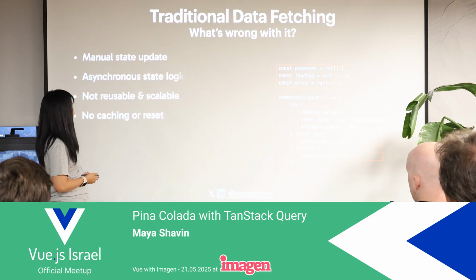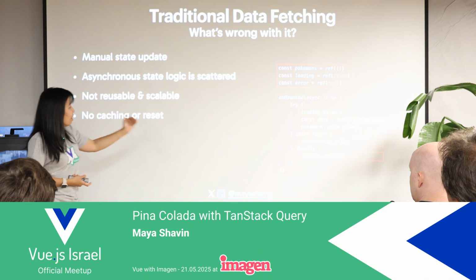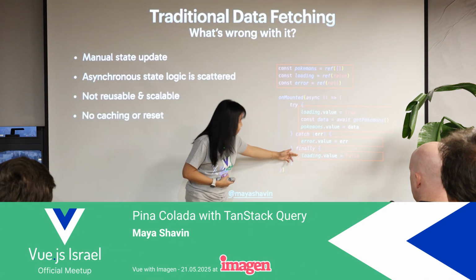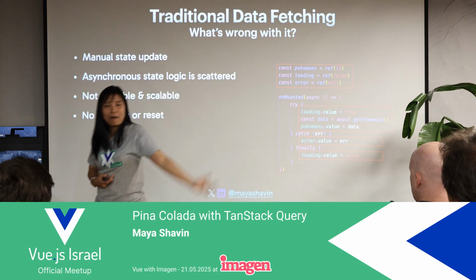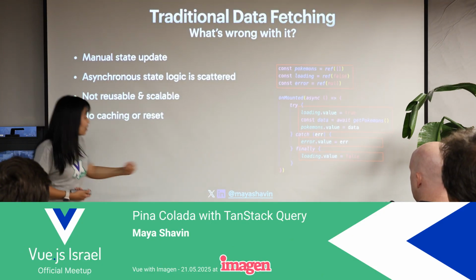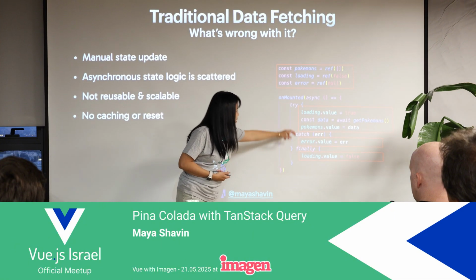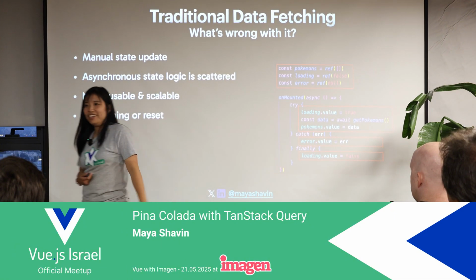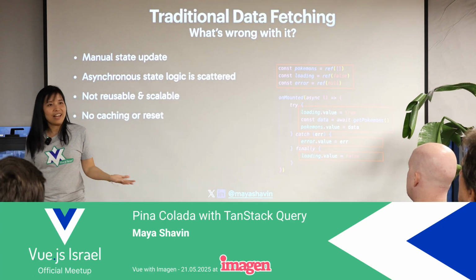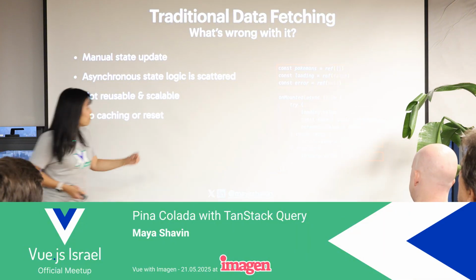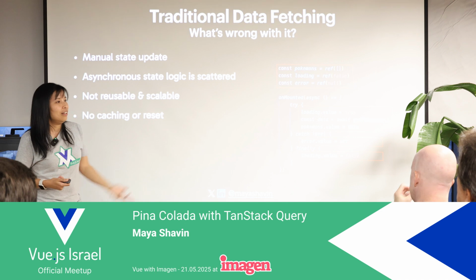So what's the problem we have? Manual state update, and asynchronous state logic is harder, because you have to catch and then handle finally. If you forget this one, then the loading will always go on, and you'll have a problem on the UI. And if you only add it here, but you don't add it here, then when you have an error, the loading is still loading, and so on. And it's not reusable, and there's no caching and reset. So every time the component is mounted, it will keep repeating this cycle again, and you waste data.